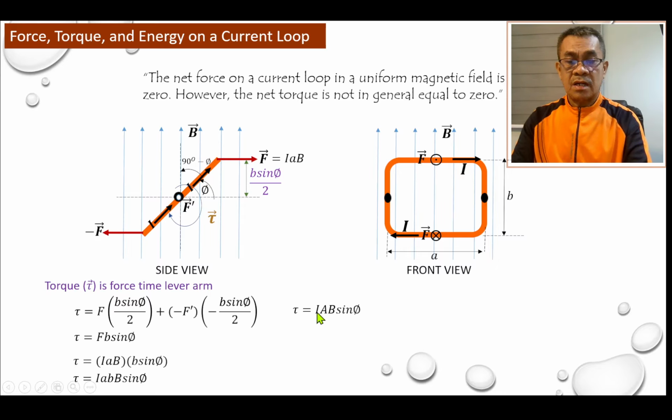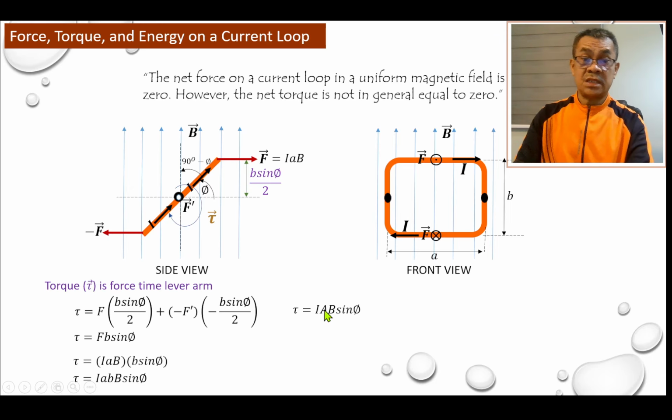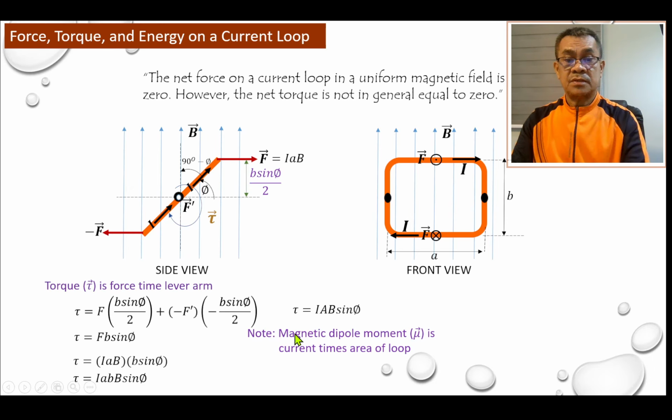Okay. But the product of I times A is a magnetic dipole moment, assigned as mu. This is a vector. Why? Because the area has a normal vector, so this is a vector of magnitude A. It is the current times the area of the loop. So if you multiply the current times the area of the loop, you get the magnetic dipole moment. Since mu is a vector, it has a direction. The direction of this is on this side.